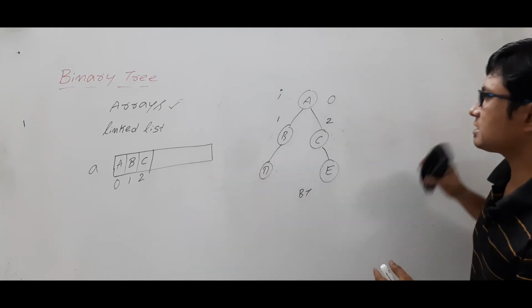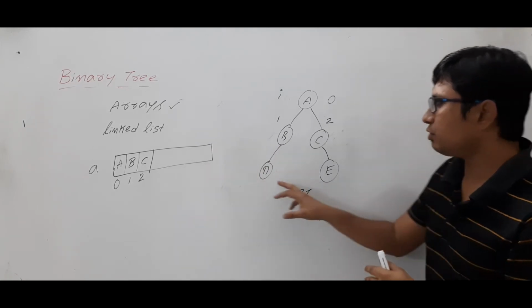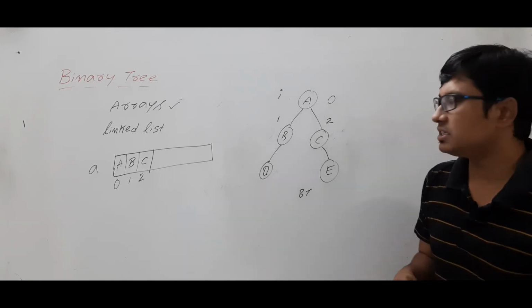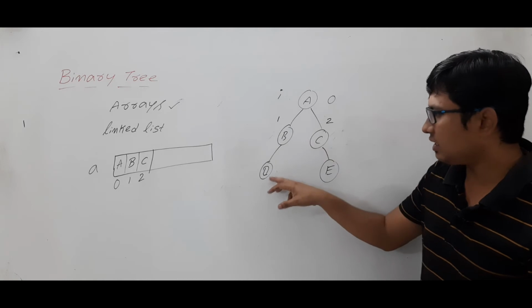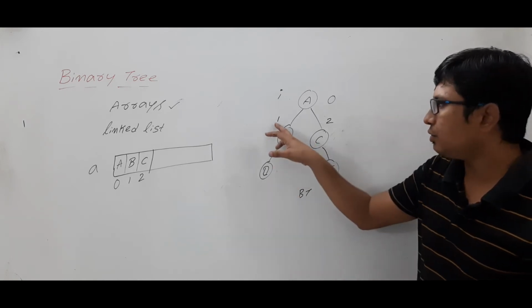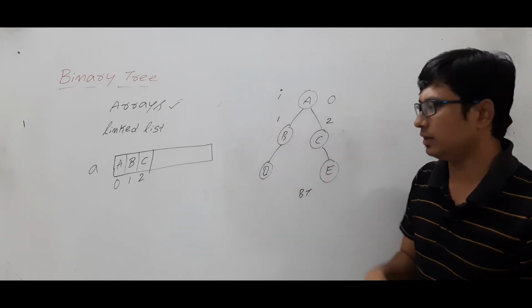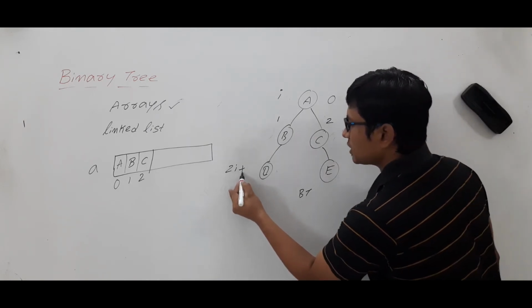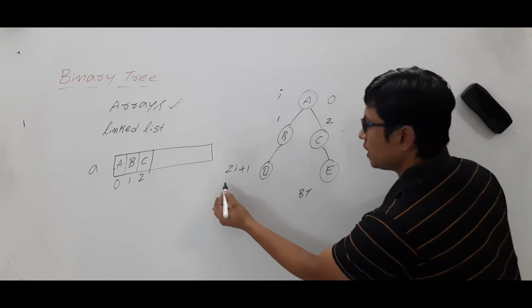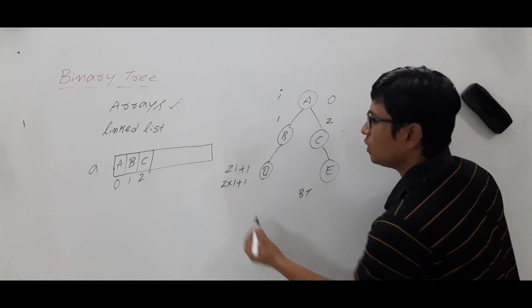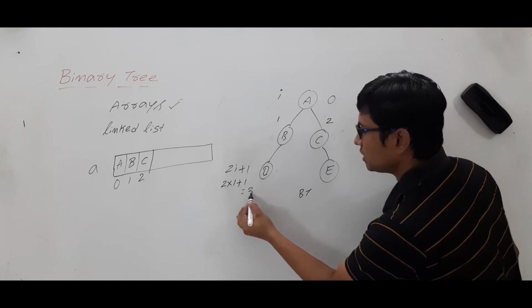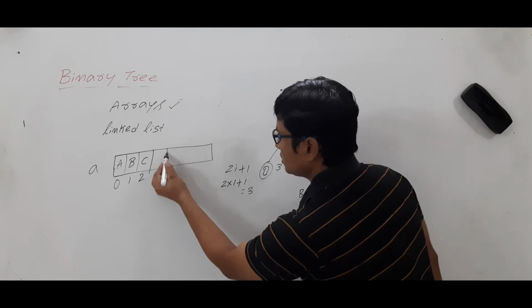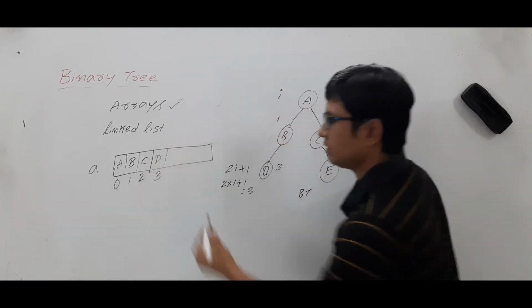Now, let me discuss again. If I want to find the index of the node D, I need to check the index of the parent node. For D, the parent node is B. Now, if B is at the index 1, what about the index of the left child? It will be at 2i plus 1, where i value here is 1. So 2 into 1 plus 1, which is equal to 3. So D will be located at the index 3. So this is the index 3 and D will be here.